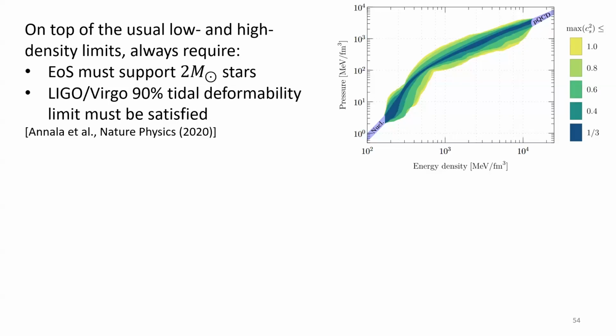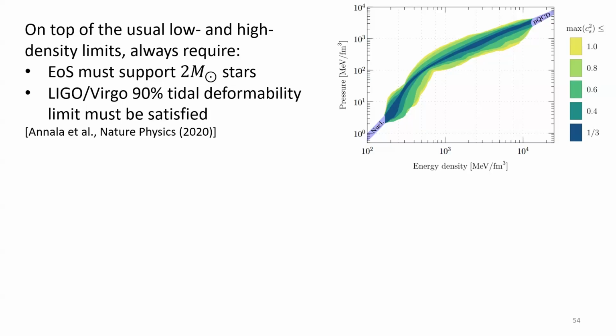This is the result of a very simplistic calculation where we just used hard cutoffs. We demanded that every equation of state that we allow to be in our ensemble has to be able to support 2 solar mass neutron stars, and every single equation of state has to be compatible with the 90% tidal deformability upper bound that LIGO and Virgo provided for the GW170817 collision or merger of two neutron stars.